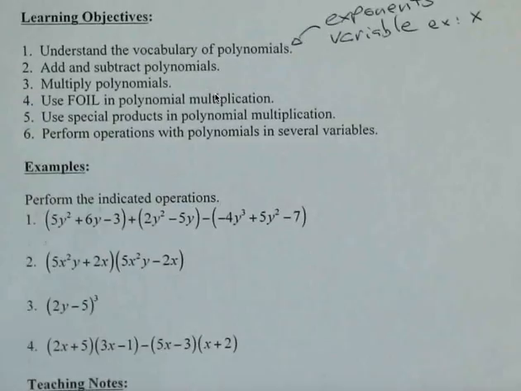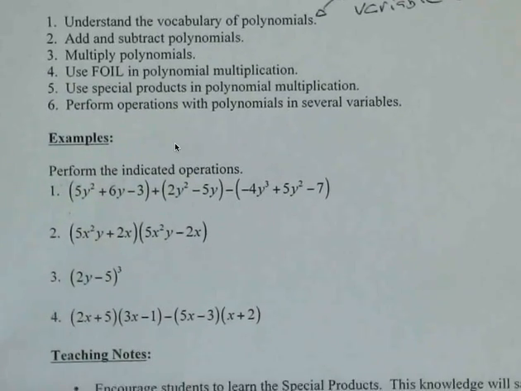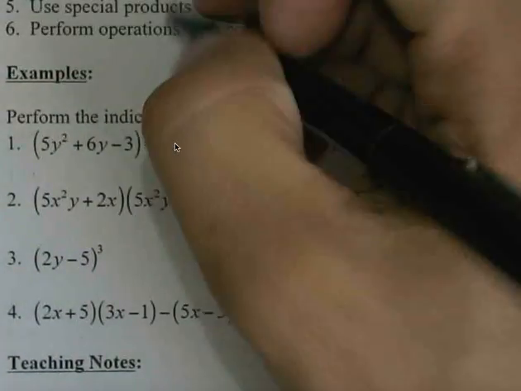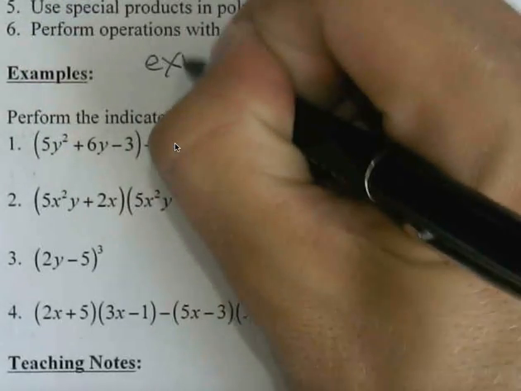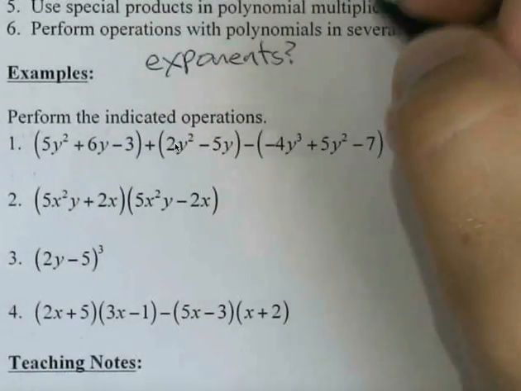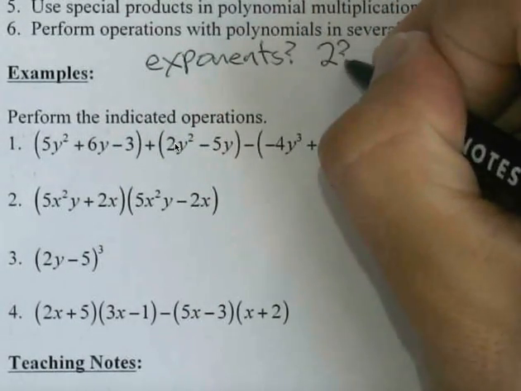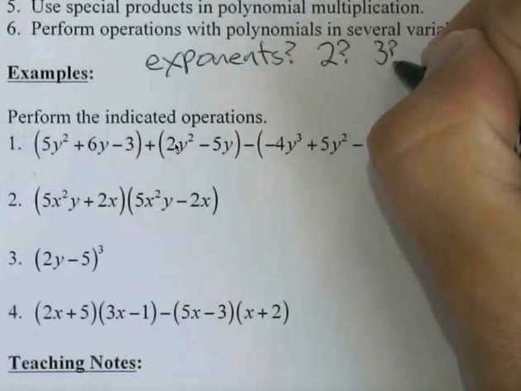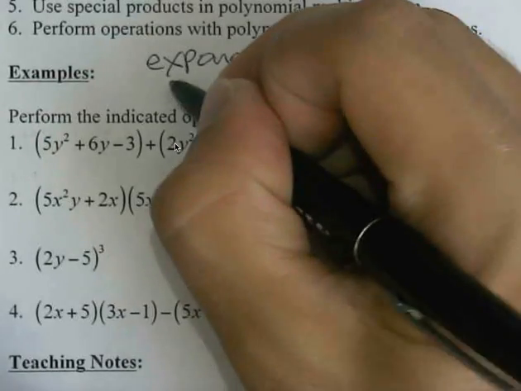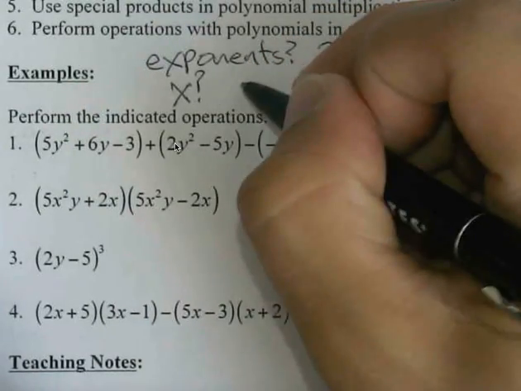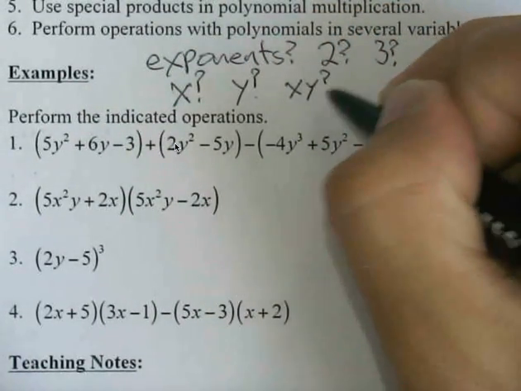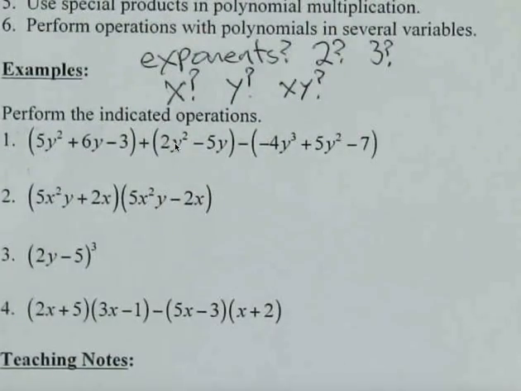So the main thing here with these examples is eyeing up a few things. You always want to check and see what exponents you're working with. Are you working with exponents of 2, exponents of 3? And then what variables you're working with. So are you working with just x, just y, or is it a combination of the two? Because you might end up with xy, which can happen.